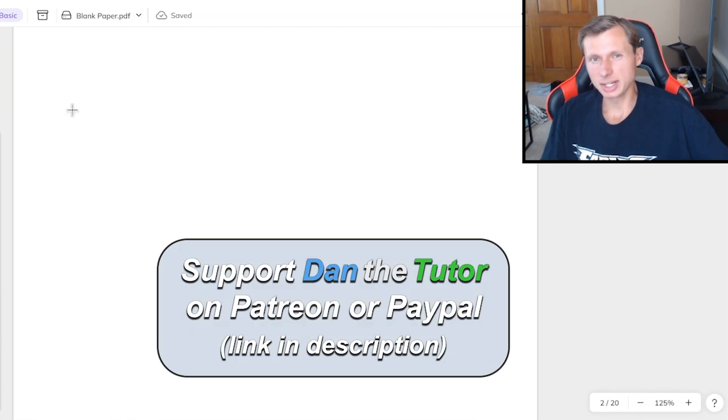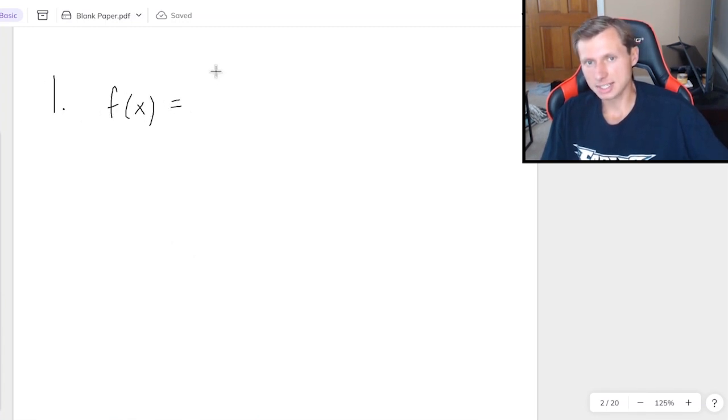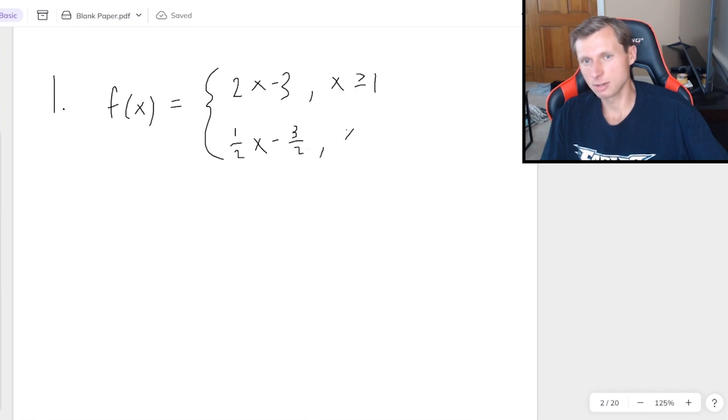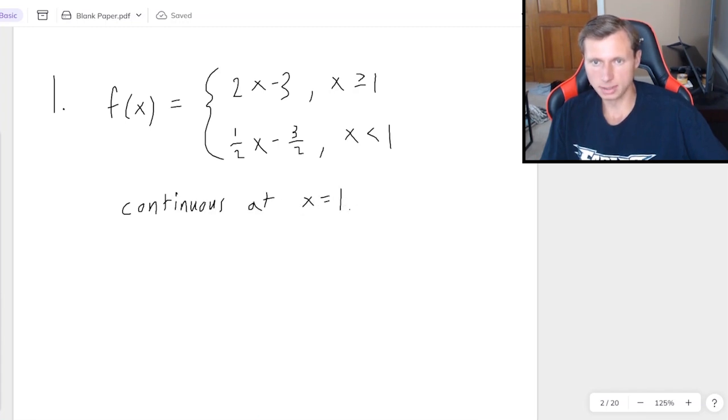So let's go ahead and look at some examples now. For the first one, I want to know if f of x equals 2x minus 3 for when x is greater than or equal to 1, and 1/2 x minus 3/2 for when x is less than 1. I want to know, is this continuous at x equals 1? And I want to use that 3-step method.